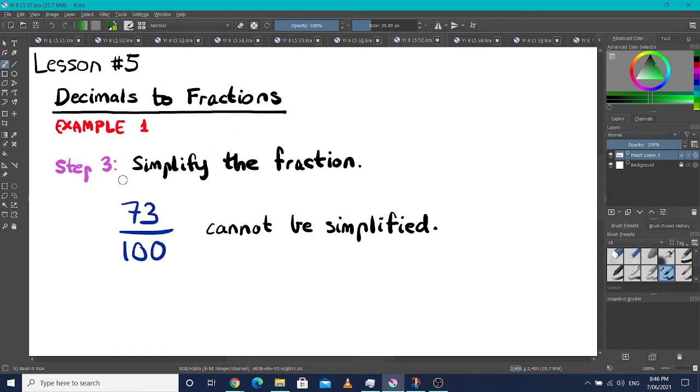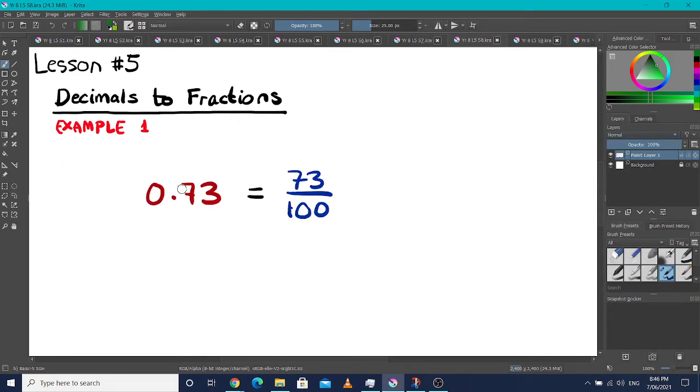And then step 3 is to work out whether you can simplify the fraction or not. This fraction 73 over 100 cannot be simplified as 73 is a prime number and there are also no common factors with 100. So therefore, the proper fraction of 73 over 100 is its simplest form. Therefore, the decimal of 0.73 is correctly expressed as a fraction of 73 over 100.